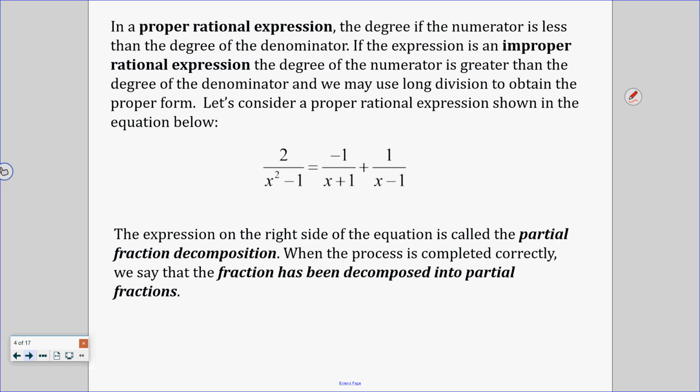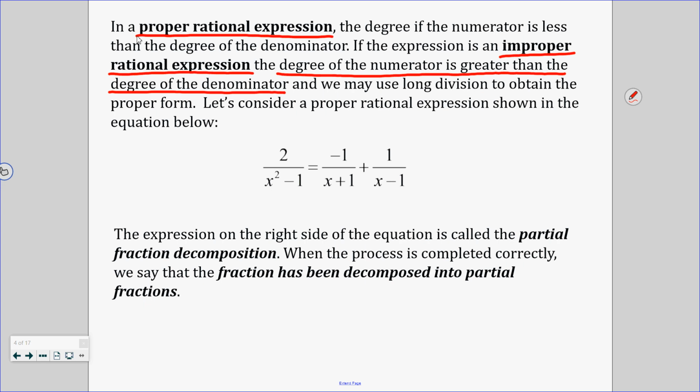So is it what we call a proper rational expression? That just means that the degree of the numerator is less than the degree of the denominator. If it is, then we're going to try maybe partial fractions next. If it's what's called an improper rational expression, which simply means that the degree of the numerator is greater than the degree of the denominator, then we will try long division to see if we can get it in a form so that it's a proper rational expression.